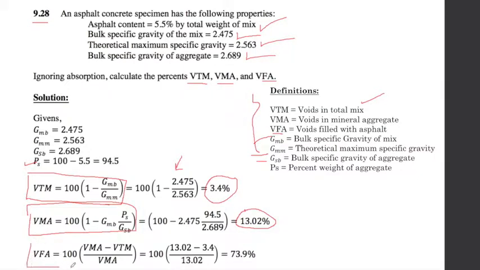We will use this standard equation where VFA equals 100 times the voids in mineral aggregate minus voids in total mix, divided by the voids in mineral aggregate. We substitute the values into the equation and we get the voids filled with asphalt to be equal to 73.9%.